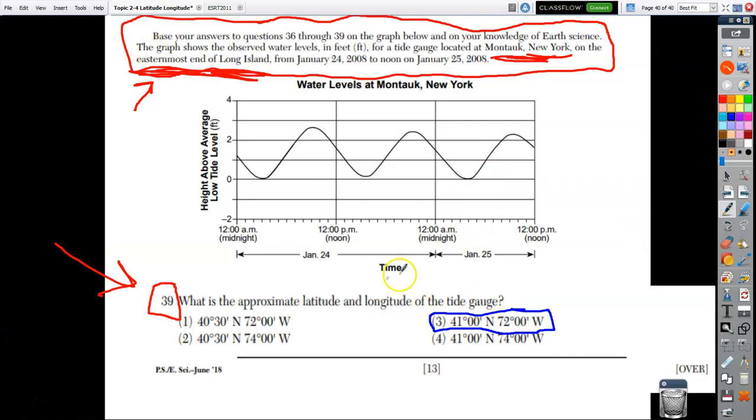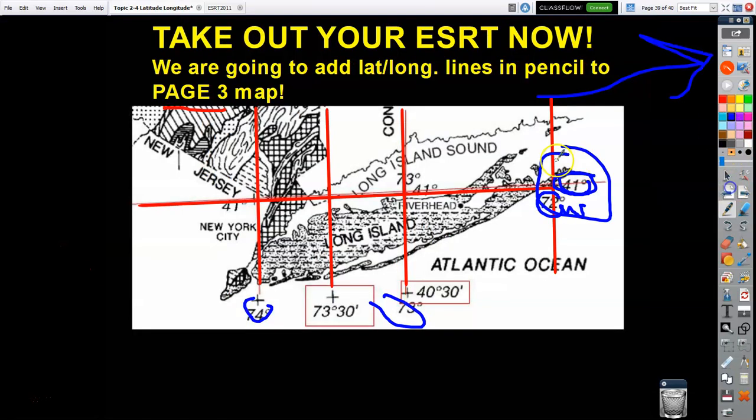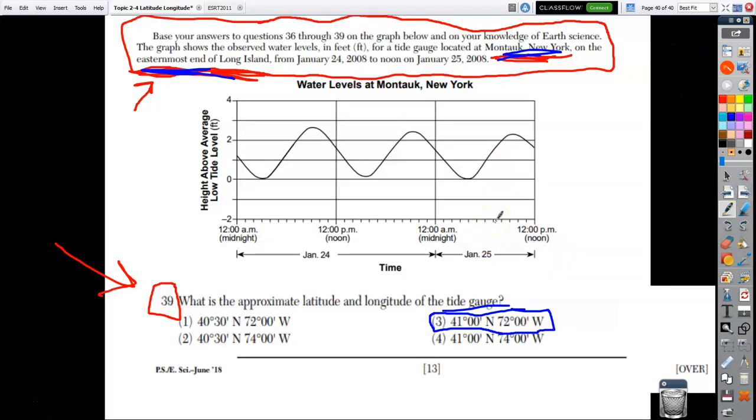But again, if a student didn't know what they were talking about, where's the tide gauge? Up here, it tells you where it is, Montauk, and then it even gave you where Montauk is, right on the eastern end of Long Island, which is right on that tip right there. And so that's how you approach that kind of question.